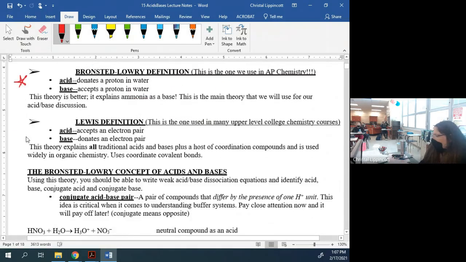Bronsted-Lowry then is the one that we use in here. The acid is going to donate a proton in water, and the base accepts a proton in water. So that helps us with ammonia. So if we had NH3 and we had that in water, okay, wait a minute, am I doing that right? No, the OH would be over here. So, shoot.